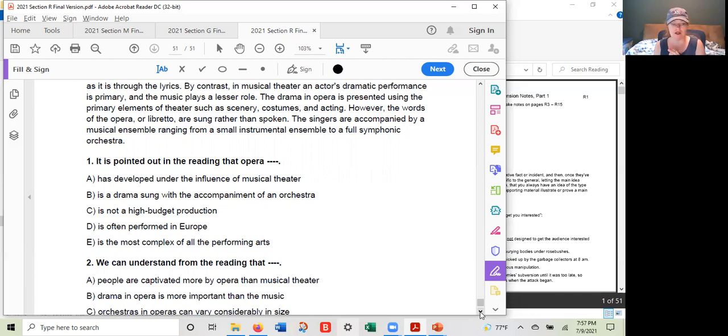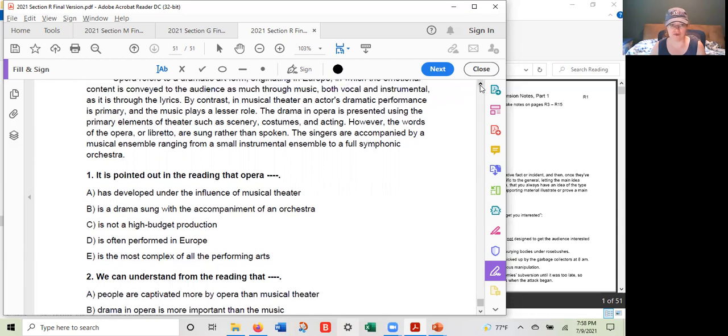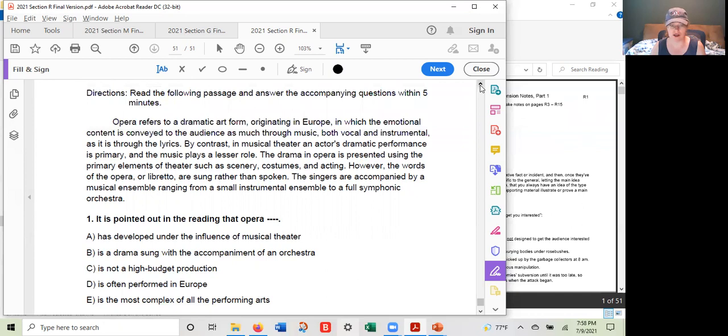Drama in opera is more important than the music. Well, what do we have here? We did have drama and music talked about. For drama and music, we had the bit here at the top that the emotional content is conveyed through music and lyrics.